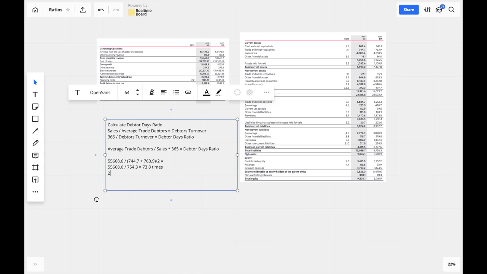So if we take 365 and divide that by 73.8, this will tell you how many days. 365 divided by 73.8 is 4.95 days. Yes, that's correct. So almost every 5 days, they are collecting all of the revenue in cash from their customers. That's extremely good. Most organizations are not able to collect money so quickly.